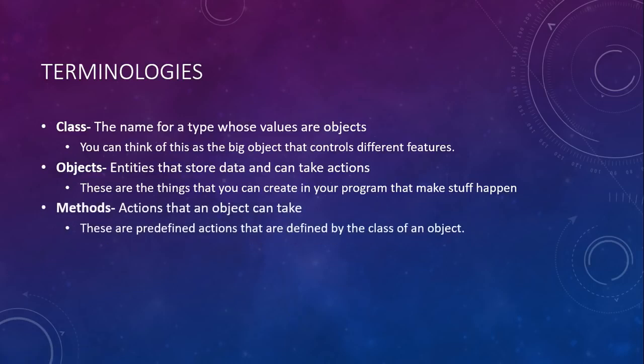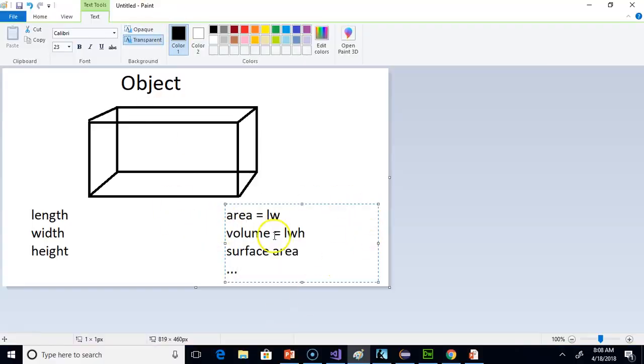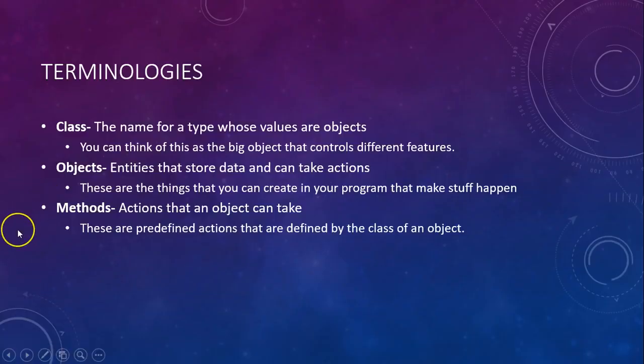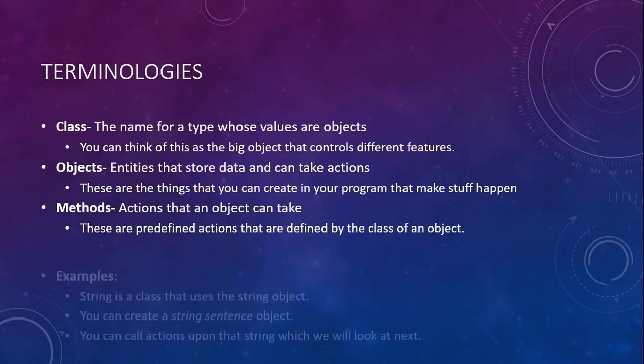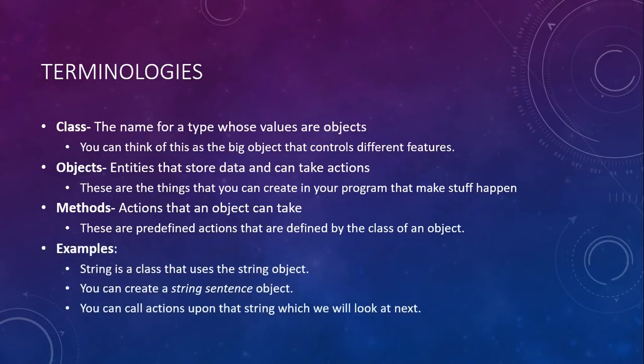All right, methods. These are actions that the object can take. These are predefined actions that are defined by the class of an object. So methods would be things like area, volume, surface area, etc. Those would be methods, right? Predefined actions. And we're going to look at a couple of methods in a second for when you have strings.